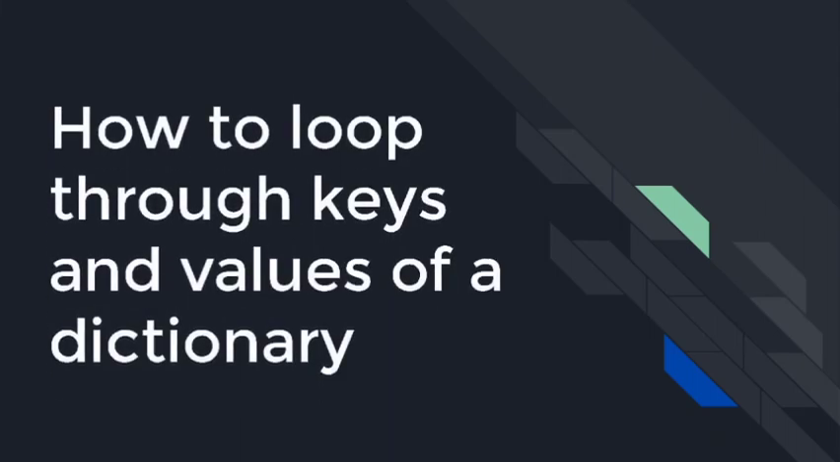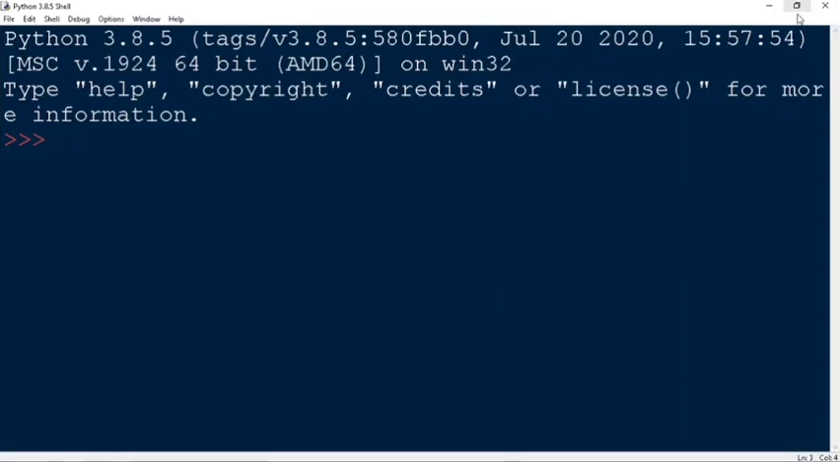How to loop through keys and values of a dictionary. Suppose you're writing code in which you have to loop through the keys and values of the dictionary. You can use a simple for loop to do that. But before that, let's see how to get just the keys and the values from the dictionary.